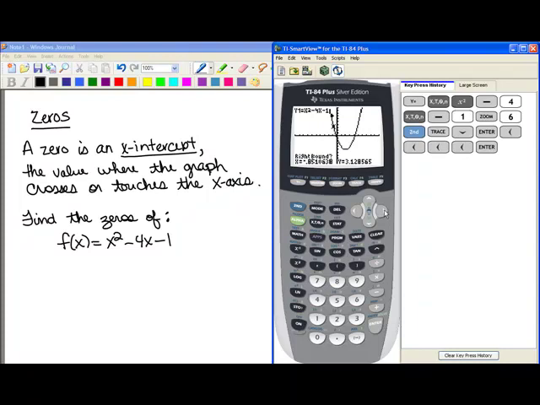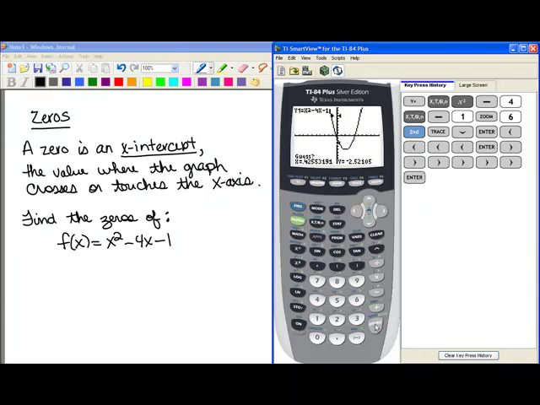Now it asks for the right bound, and I'll move the cursor down below where the zero is. Okay, so this was the right bound. The zero is where it crosses. So this is left up above, right down below.